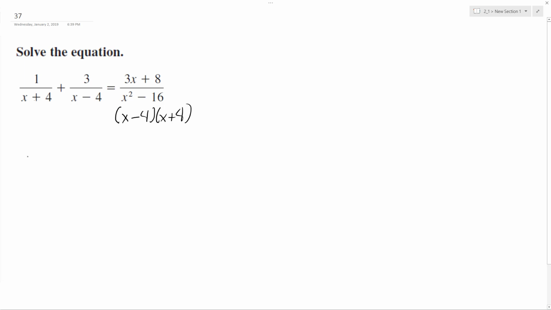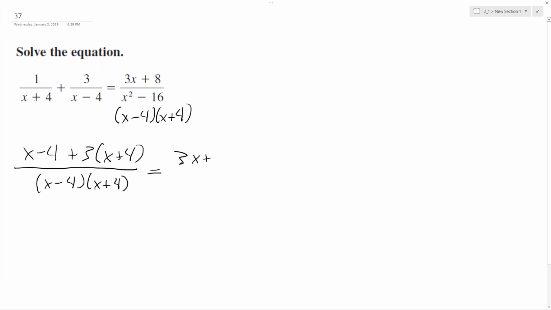So on the left side of the equation, for the first fraction, nice thing, I got 1 on top there. So it's going to be x - 4 on the top, because I need to have (x - 4)(x + 4) on the bottom, and then plus 3(x + 4), and this is all over (x - 4)(x + 4), equals, and then I have 3x + 8, and it's already got that denominator, which is (x - 4)(x + 4).